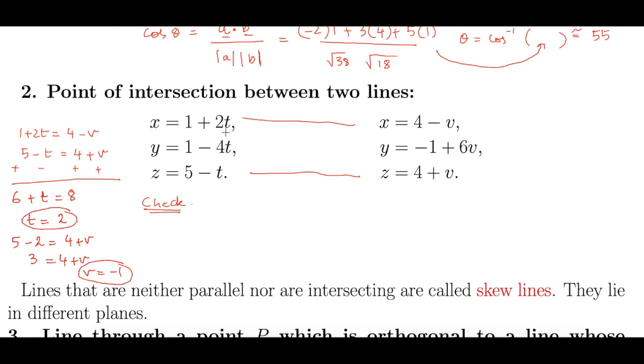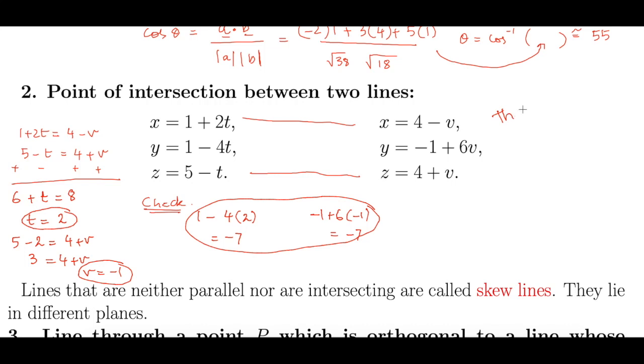So how do we check? We check by using the third equation here. So we check 1 minus 4 times 2, which is equal to negative 7. And if I put v equal to this value here, 1 plus 6 times minus 1, this means minus 7. So since the third equation is verified by putting in the answers from the first two equations, this means they intersect.